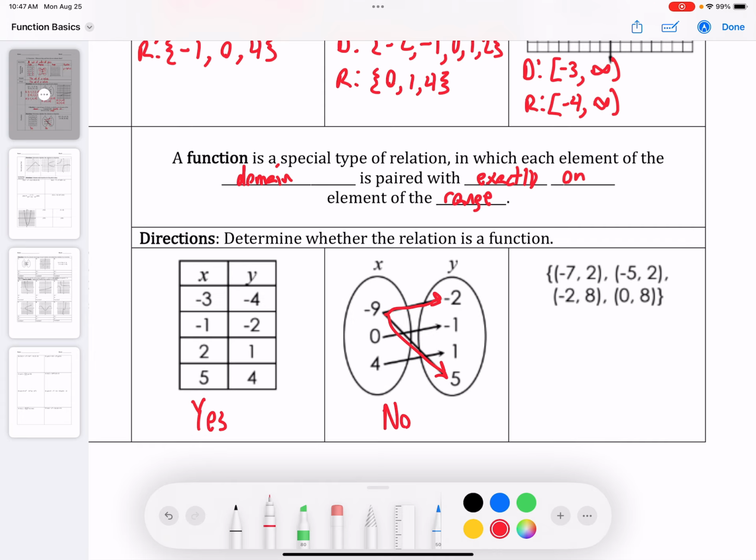So we're looking for those repeated x values is what we're looking for. So if I look here, my domain, I have -7, -5, -2, and 0 with no repeating. So that means, yes, this last set is a function.